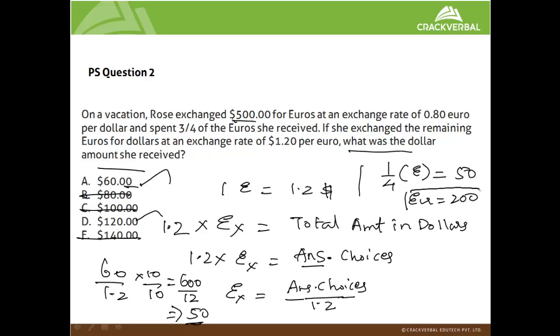So she had $500 initially, which she is exchanging for euros at 0.8 euro per dollar, and she is getting 200 euros, which is technically not possible because the euro rate is not that low. The euro rate is 0.8, more than 50% of the dollar rate. So it has to be at least 250 if I take 50%, but technically this is 80% of it. It cannot be 200. So eliminate answer choice A. The answer has to be D. I hope this is clear.